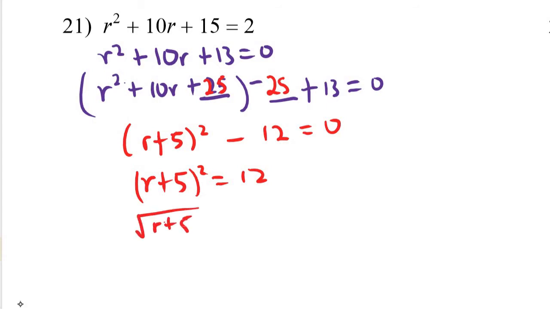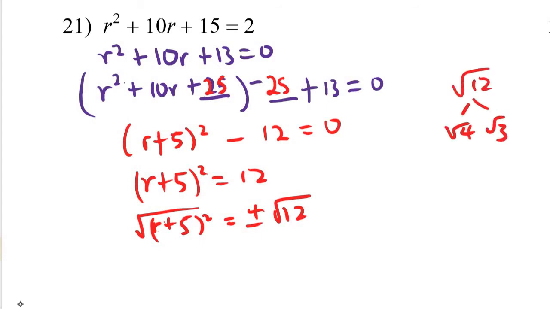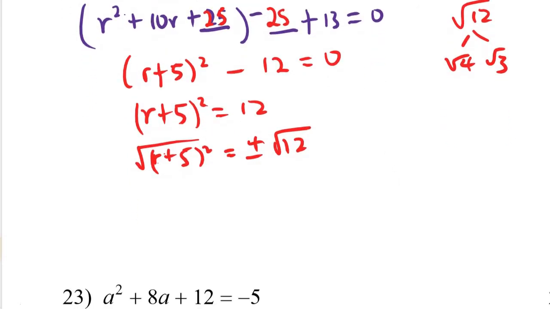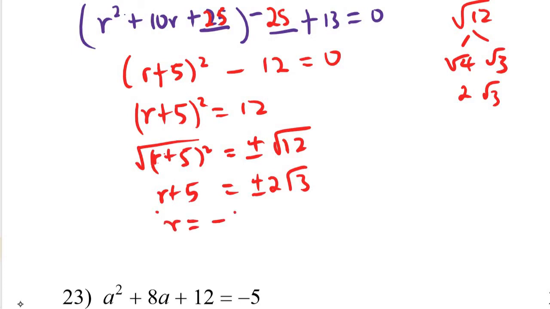r plus 5 equals plus minus the square root of 12. Now we can simplify the square root of 12 as the square root of 4 times the square root of 3. So now we're going to have r plus 5, no more square, equals plus minus 2 root 3, and then r equals negative 5 plus minus 2 root 3.